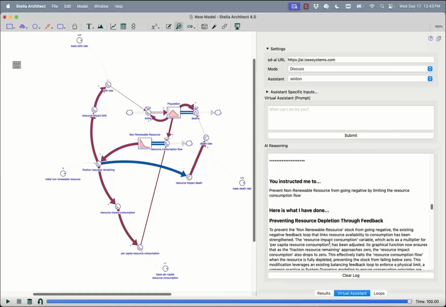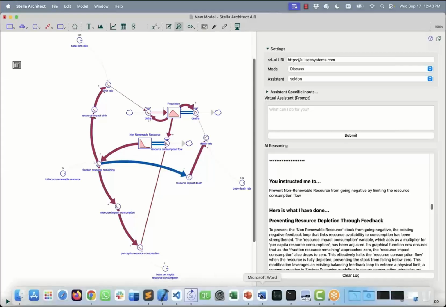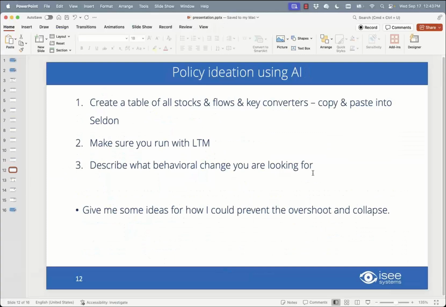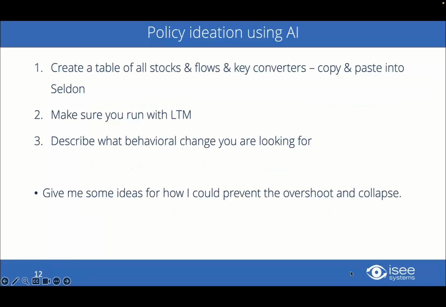So you can make use of them without necessarily buying a license to Stella. So let's talk about the last part of the modeling process, and that is policy analysis. How can we come up with policies using AI?